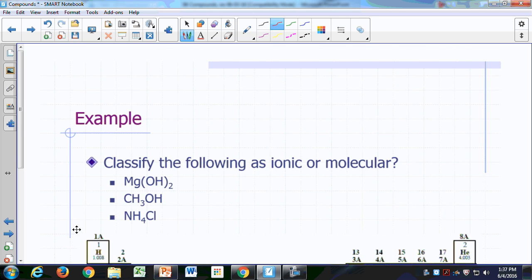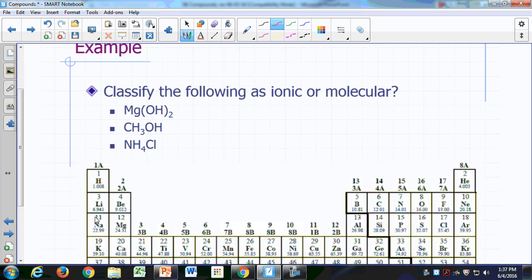All right. Here's another set of examples. This time you're given the formula, Mg(OH)2. So you look at the first element listed. That's Mg. That is a metal. Therefore, this compound is ionic. Okay, this is called magnesium hydroxide. First element listed is carbon. Metal or non-metal? Okay, carbon's a non-metal, so this is molecular.